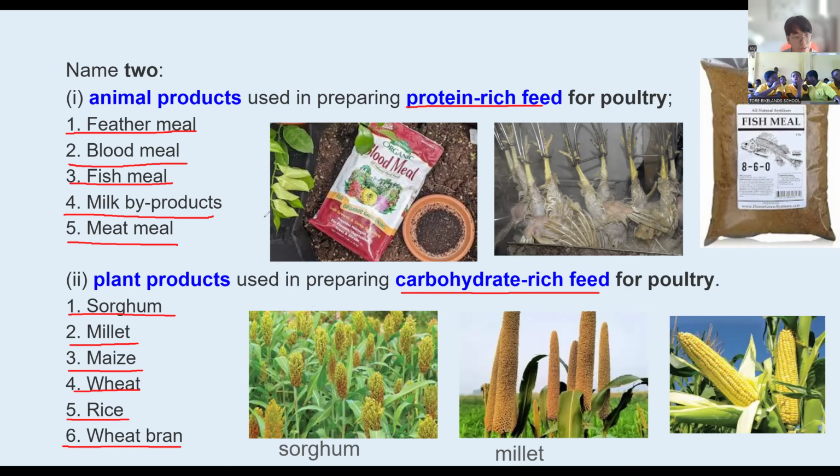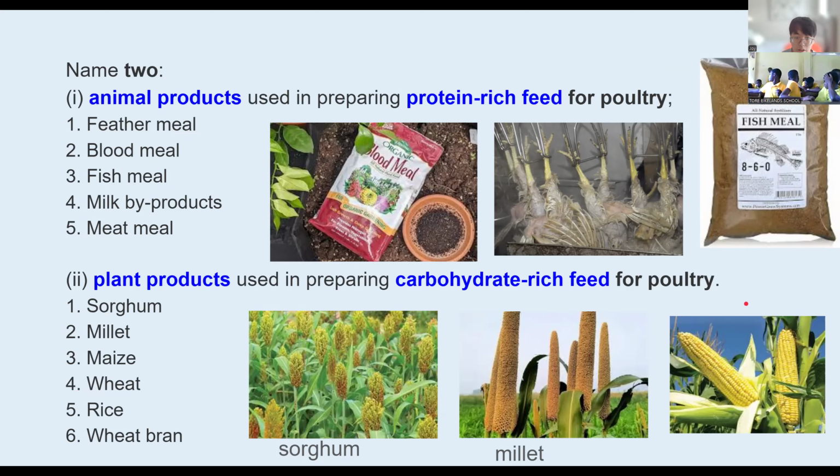And you can see the difference. Animal products often produce proteins, and plant products often produce carbohydrate. So that's what you need to know. It's often that animals produce protein, plants produce carbohydrate. Okay.